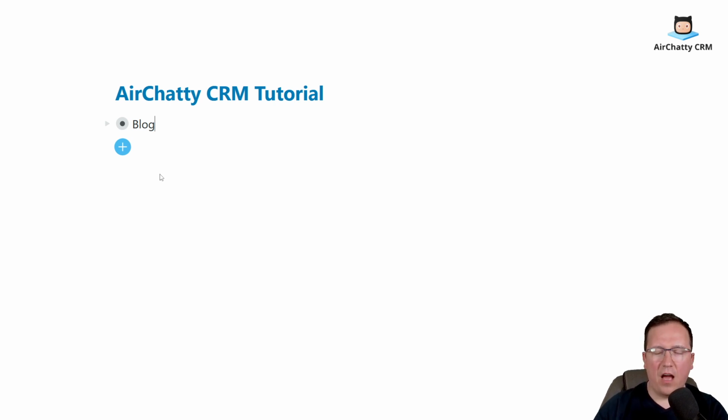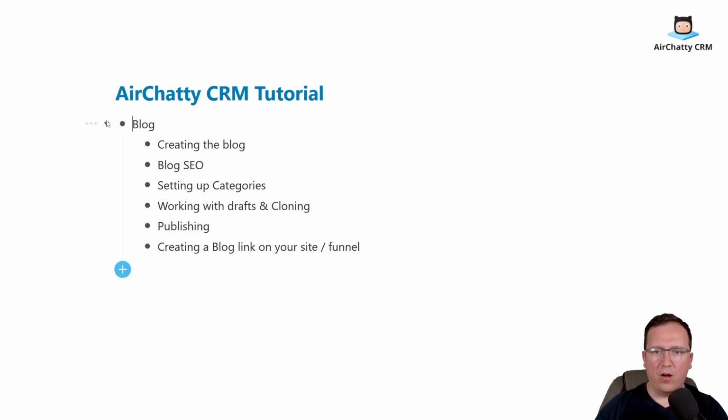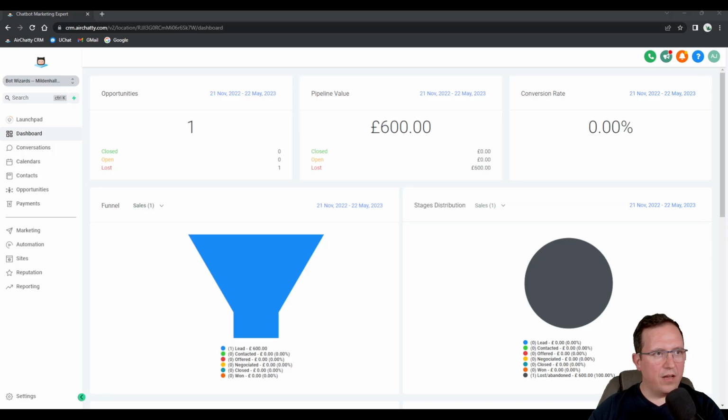We're going to discuss how to actually create a blog, how to deal with blog SEO, how to set up categories, and how to work with drafts and cloning articles, as well as how to publish our blog, and then how to create a blog link onto our website or funnel so people can discover it. Let's jump straight into AirChatty CRM right here.